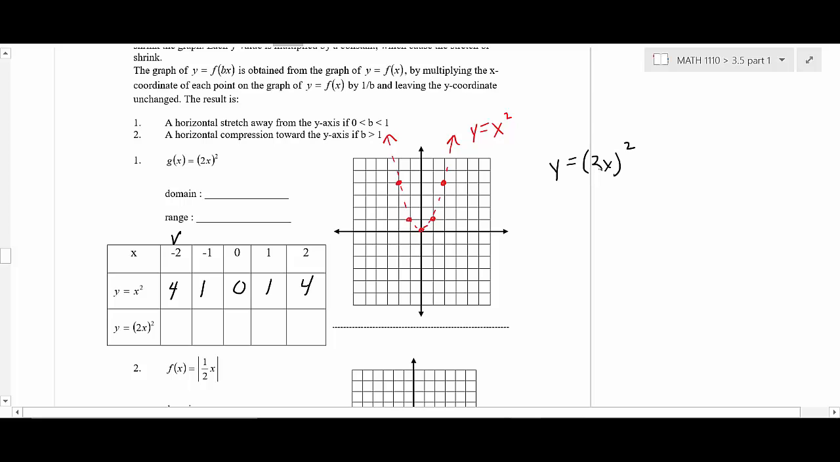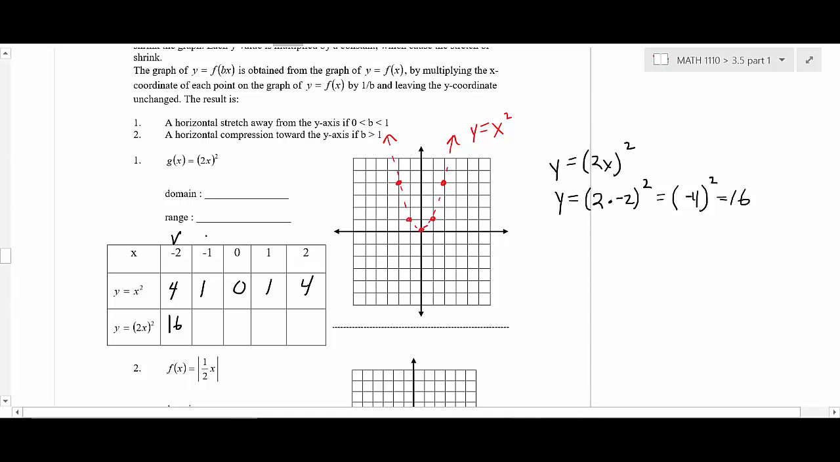Okay, so if you replace x with negative 2, you're going to have 2 times negative 2, squared. So that's going to be negative 4 squared. So that's going to be equal to 16. Okay, so something's happening on that problem. It's getting transformed. We won't know how this works until we finish all these up.